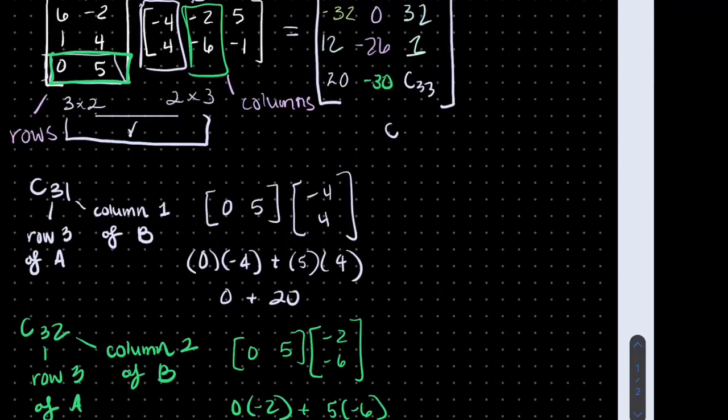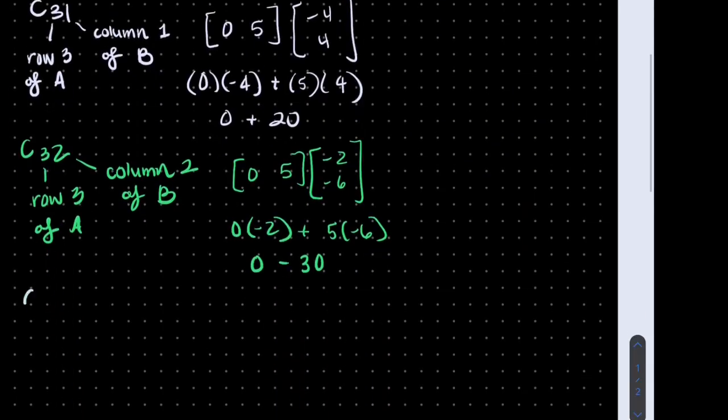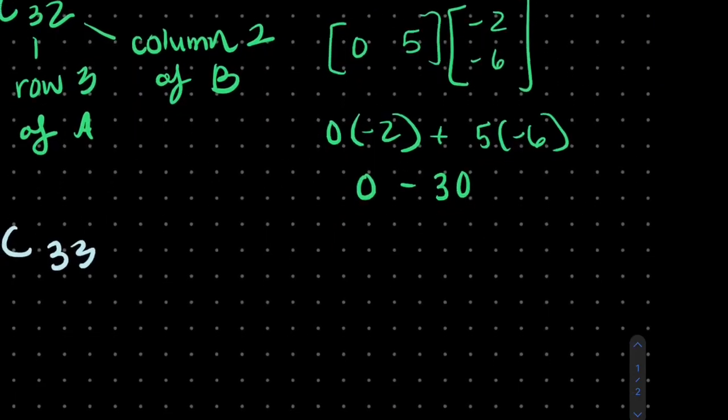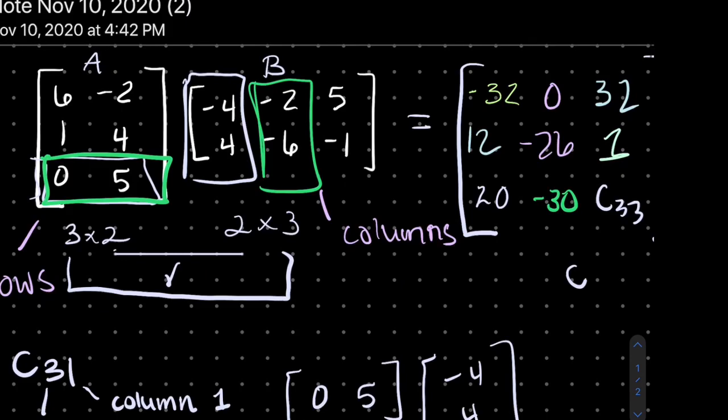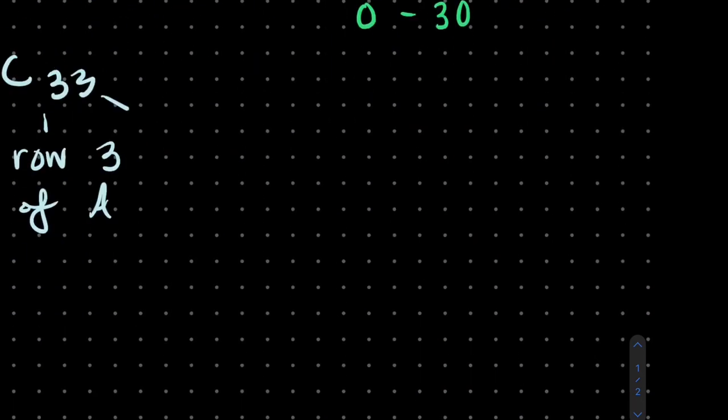Okay, last but not least, we will do C33, which, as it has been, the first 3 is going to tell us we're in row 3 of A, right? We called this first one A, the second one B, and then the second 3 tells us what column of B we are in. So we are in column 3 of matrix B.